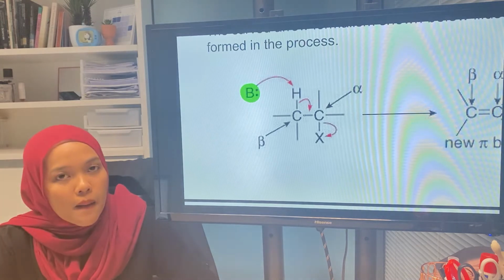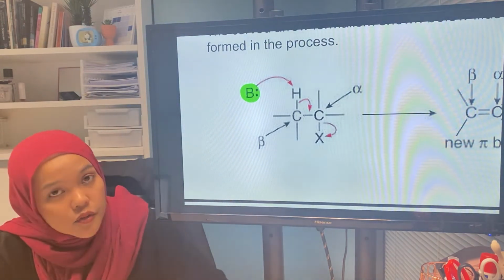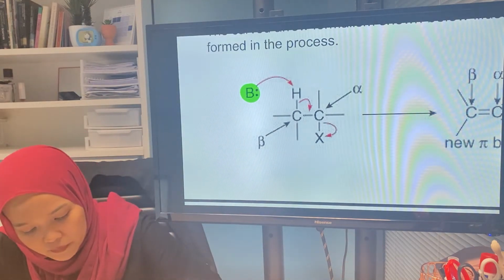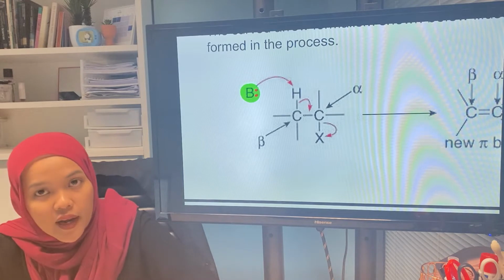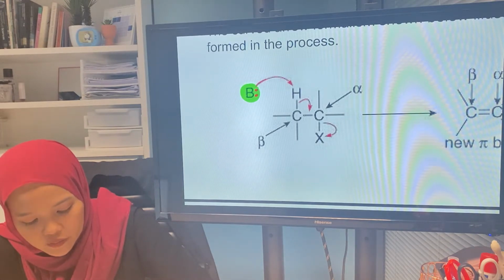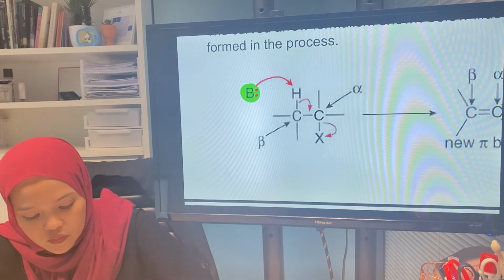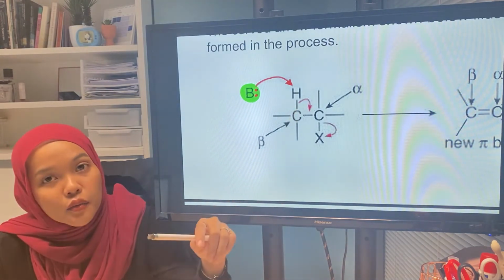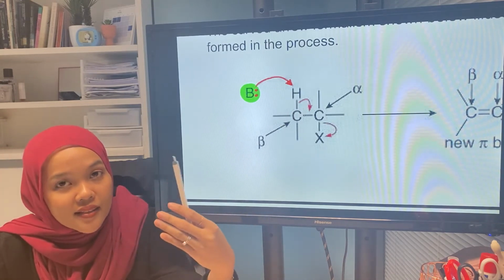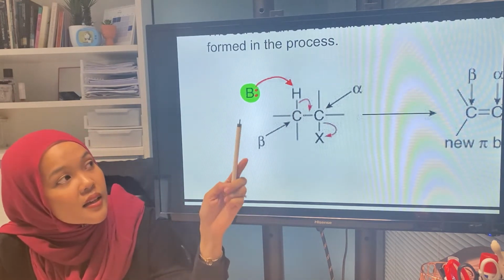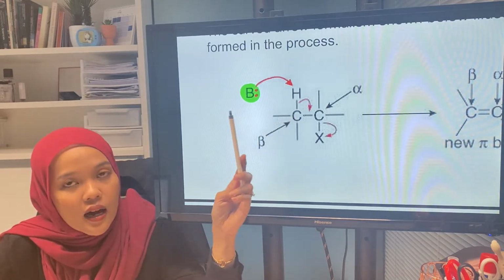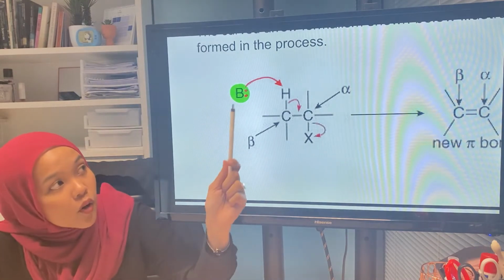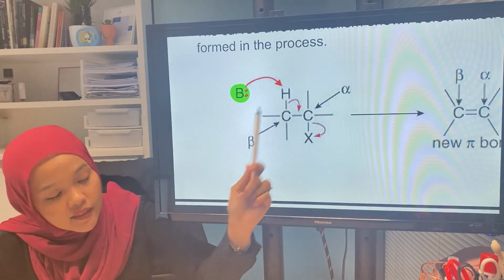So this is B, the beta hydrogen, the base, sorry. In the base, you have the 2 electrons, correct? These 2 electrons are being transferred to the hydrogen, meaning that this base is going to take the hydrogen. This is why we call it an acid-base reaction, because it attacks the hydrogen. So a bond will form between the base and the hydrogen.